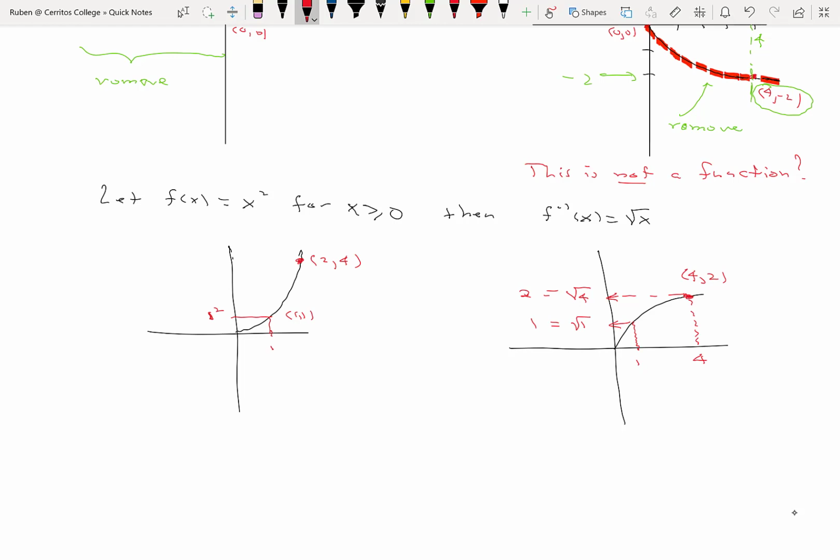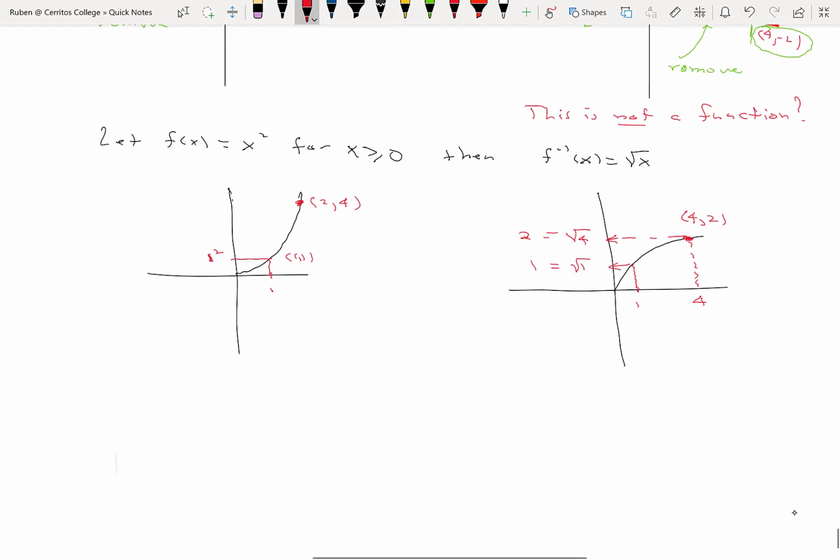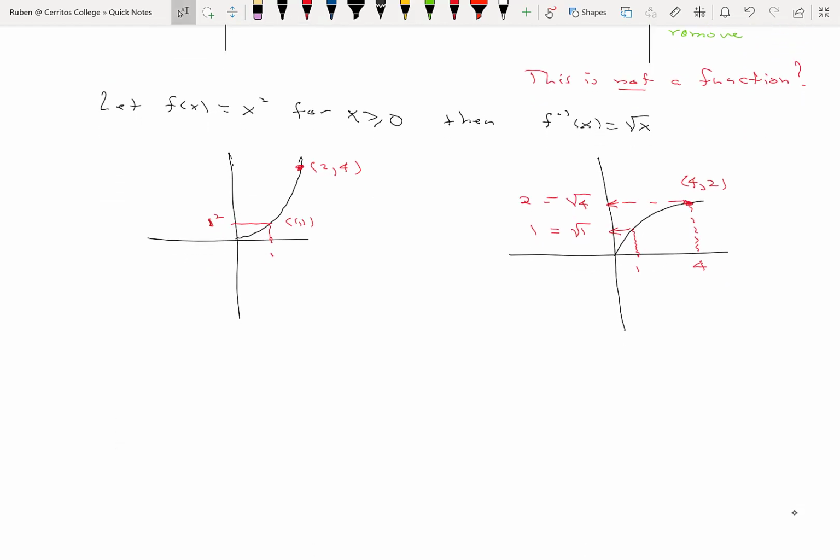So, what's the big point here? The big point here is for some functions we need to change the domain of the function so that the inverse exists. Functions that have inverses have a special name. These kinds of functions are called one-to-one.